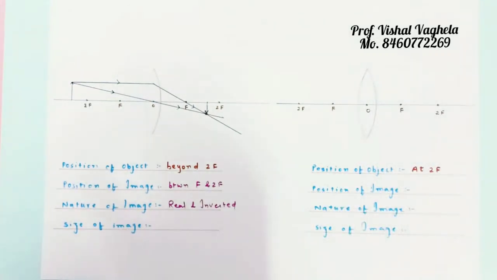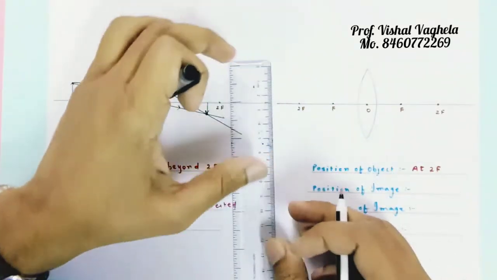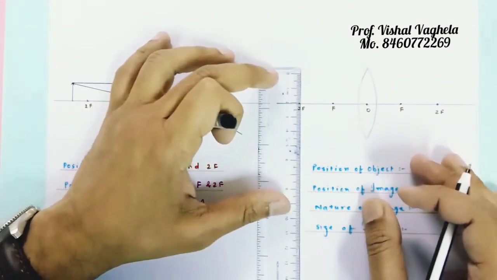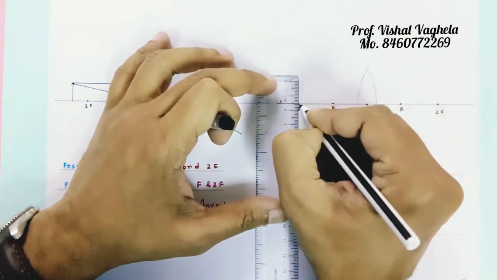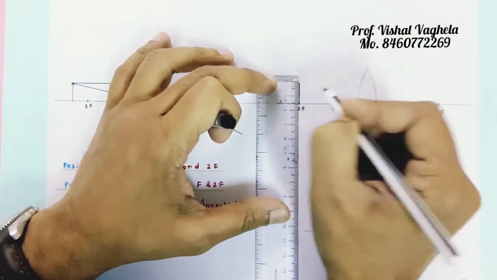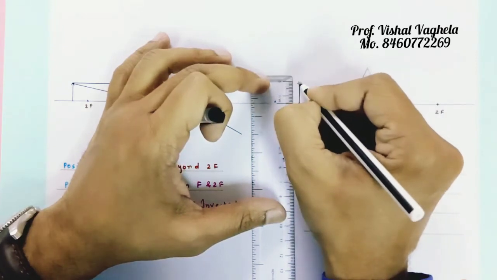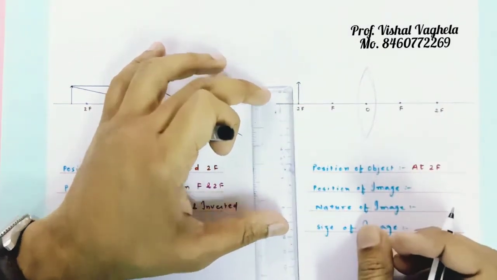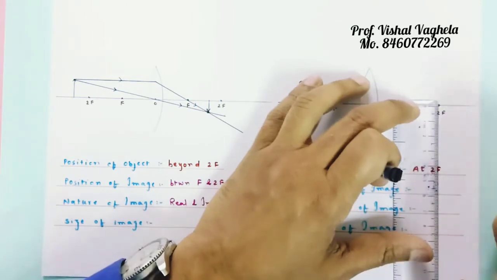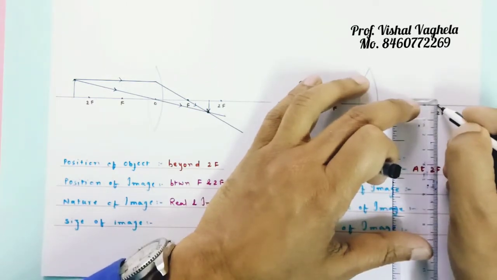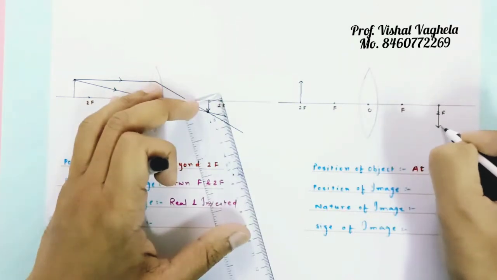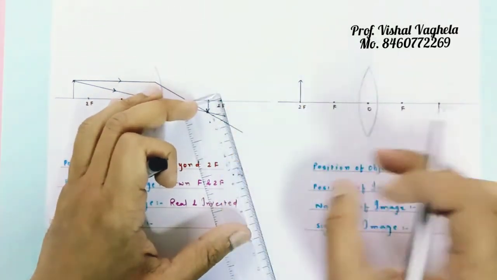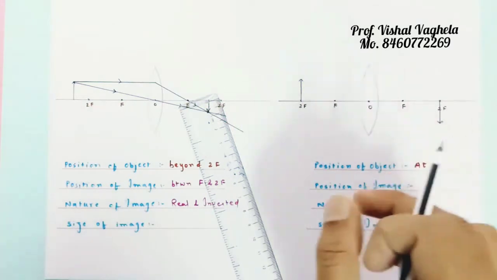So my suggestion is very simple. You draw an object, say of height 1.5 centimeter. Now make an exactly 1.5 centimeter image at 2f, because we know that the image is going to be at 2f. So before drawing the ray diagrams, you are ready with your answer.